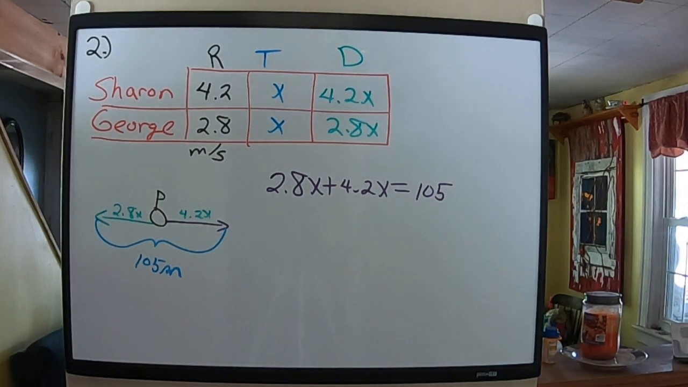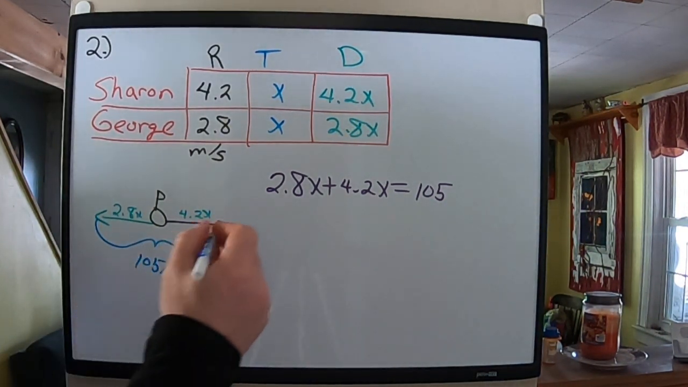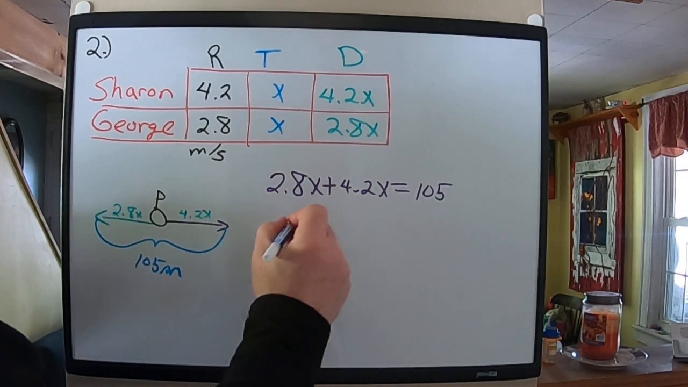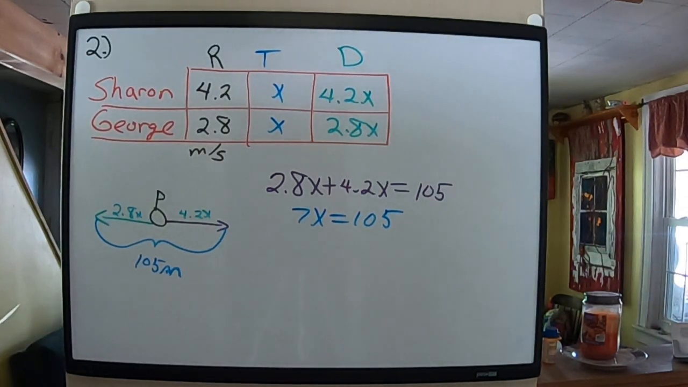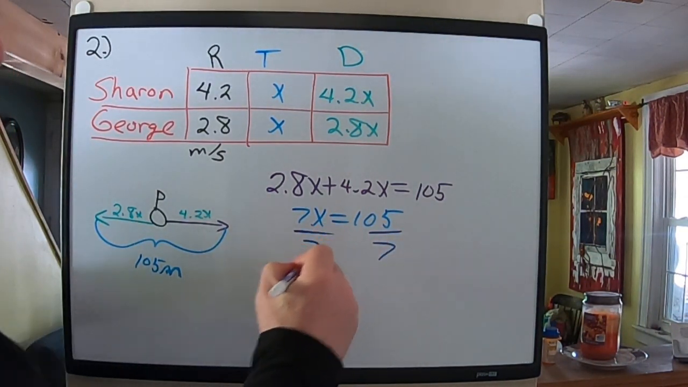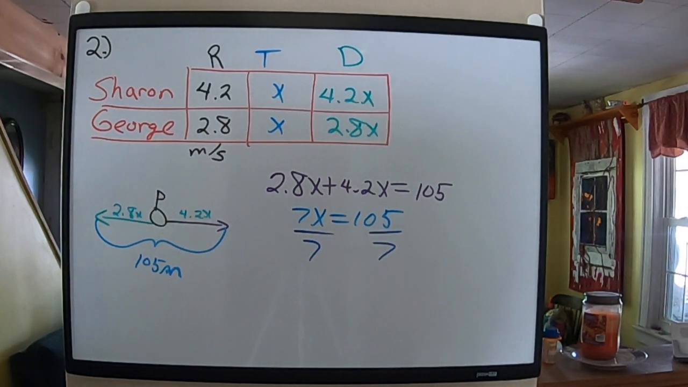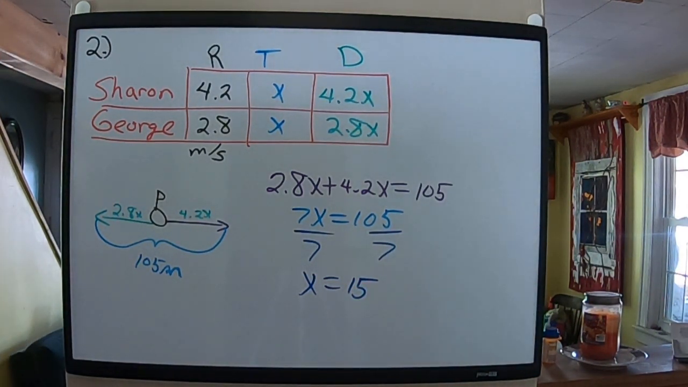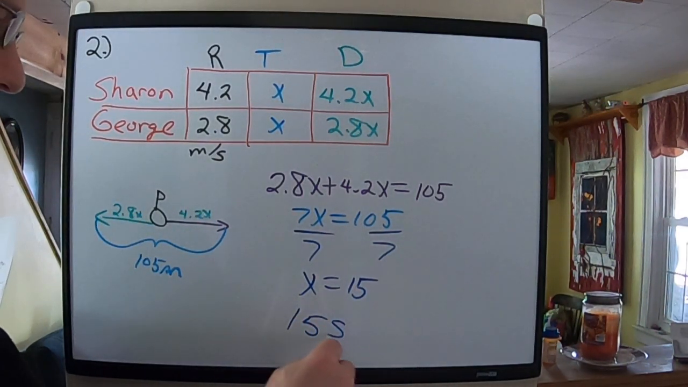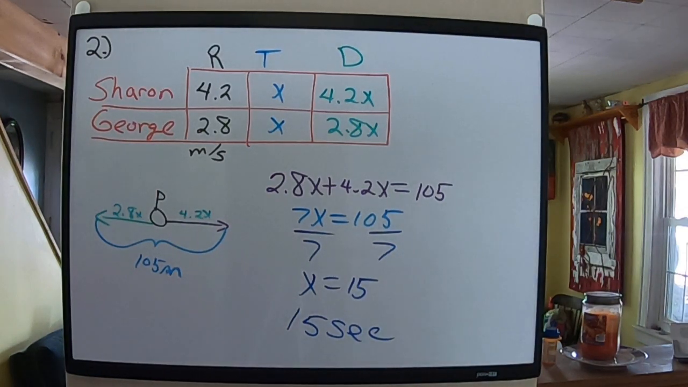Well, if we continue to solve this equation, 4, 5, 6, 7x equals 105. And when I divide both sides by 7, x ends up 15. So it turns out x is what they're looking for. In how many seconds will they be 105 meters apart? So 15 seconds. And that's all you have to do for number 2.